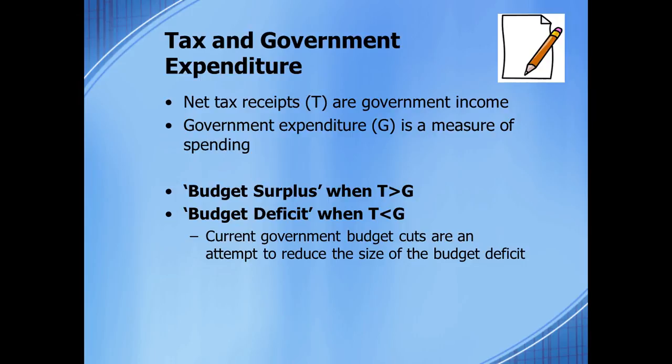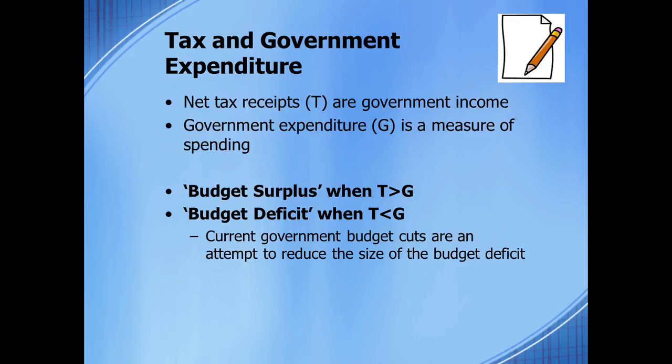So when we think about the tax and the government expenditure, the net tax receipts, T, are the government's income, and the government expenditure, G, is a measure of that spending. Now we begin to look at terms which I'm sure you may be familiar with, but perhaps not really sure what they mean. If we hear the term budget surplus, that is when T, the tax, is greater than the government expenditure. It basically means there's more coming in than going out.